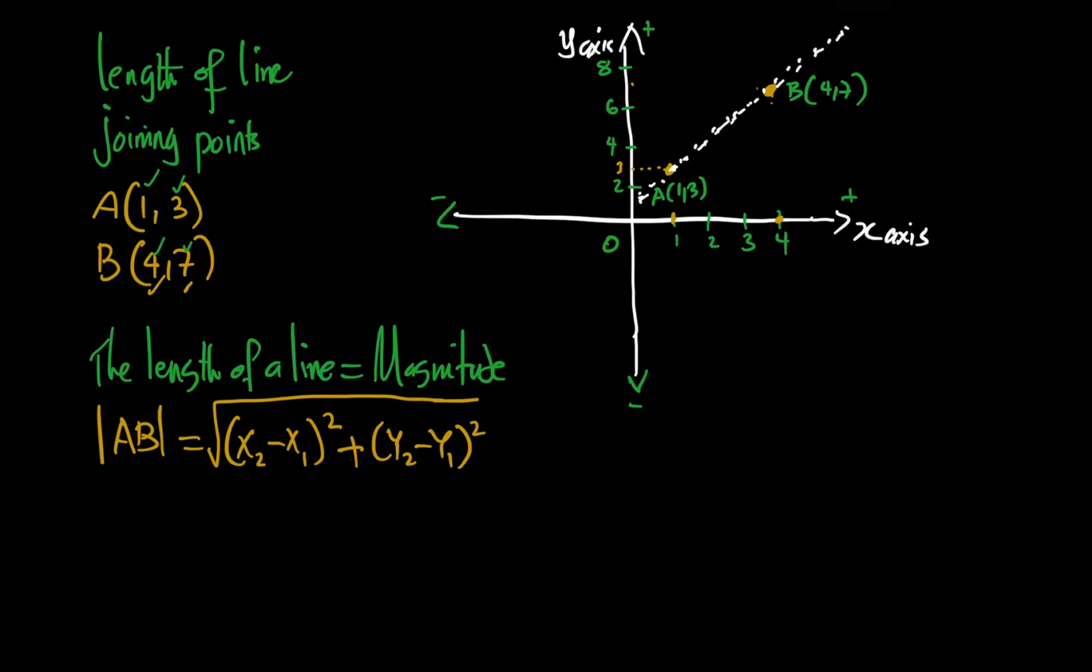So now we have to determine which one is our first x. Since this is point A, this should be our x1, and this should be y1. This also should be x2, and this is y2. And we're going to put them in the formula. So we're going to have the whole square root. The x2 is our 4.